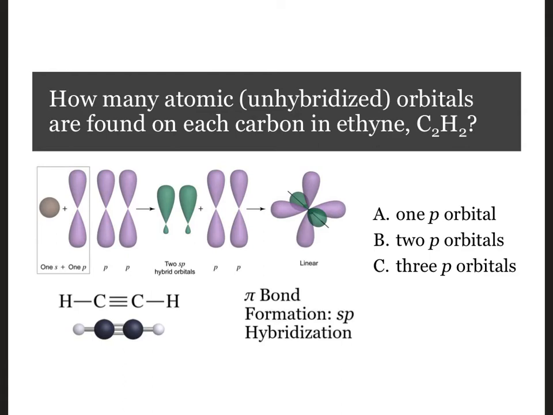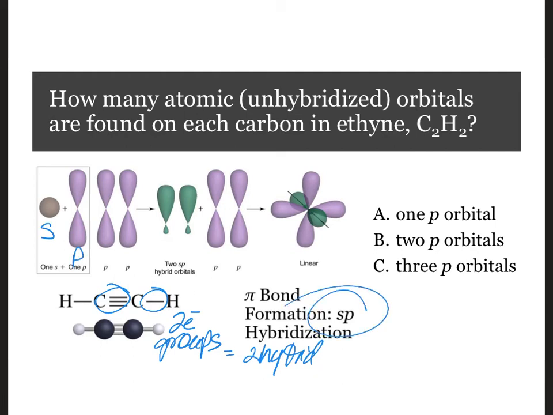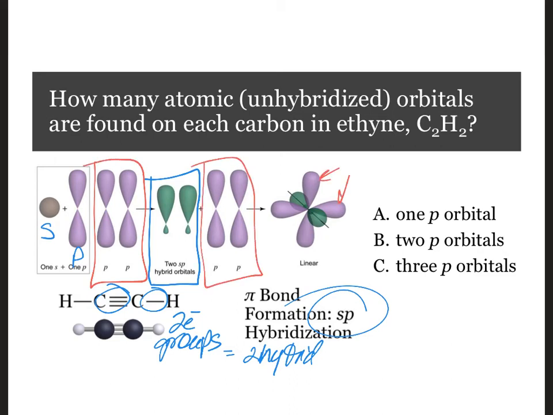All right, how many atomic or unhybridized orbitals are found on each carbon in ethyne, C2H2? Same deal here. Each carbon has 2 electron groups around it, so that means we need 2 hybrid orbitals. We only have to put in 1 s and 1 p to get our 2 hybrid orbitals. That means we have 2 p orbitals, and these 2 p orbitals remain completely unchanged.